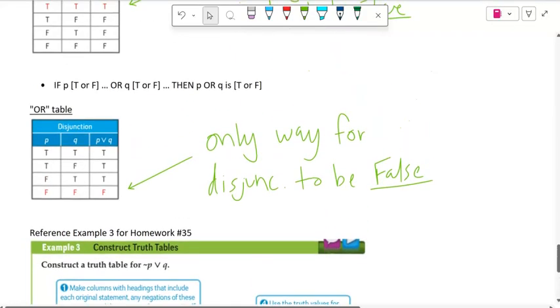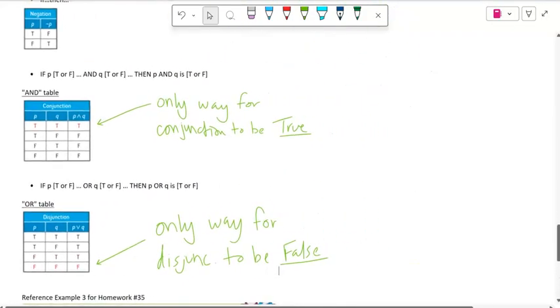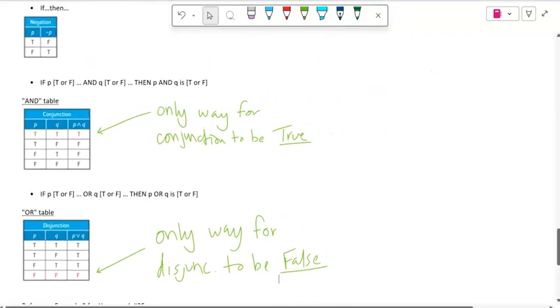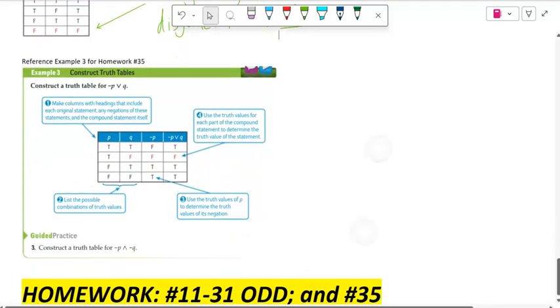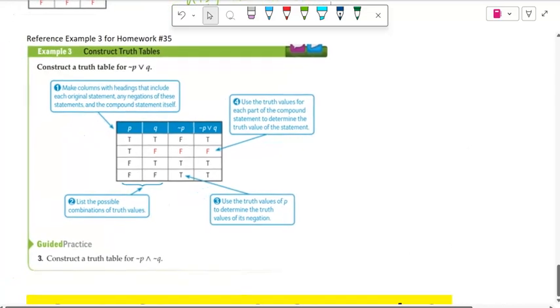Okay, you guys are going to use these three tables on the homework. Y'all are going to get some class time for practice problems. Just make a mental note of this. When you get to problem number 35 on the homework, go back into the book and use example 3 as an example for problem number 35.